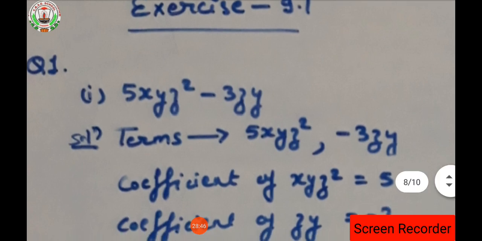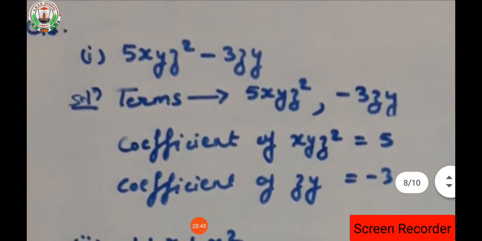Okay, so what are terms? Terms can be seen individually, like 5xyz square minus 3yz. So these are the two terms. Separately we will write them with a comma. Coefficient means whatever number is attached with the variables. So the coefficient of xyz square will be 5 and the coefficient of zy will be minus 3. As it is minus, the minus will come in the coefficient, that is minus 3.